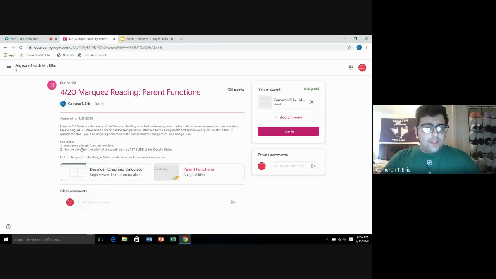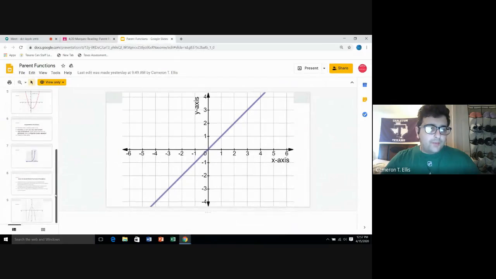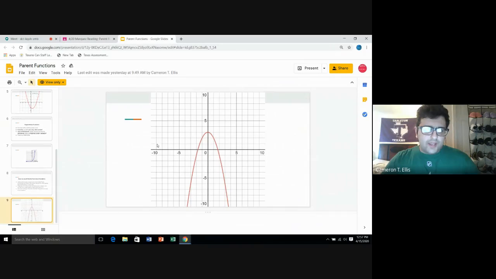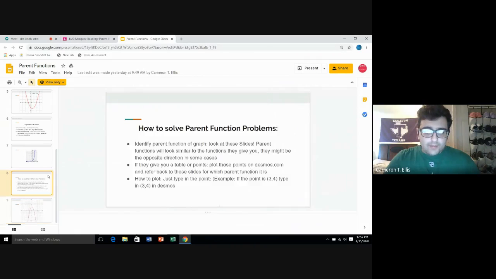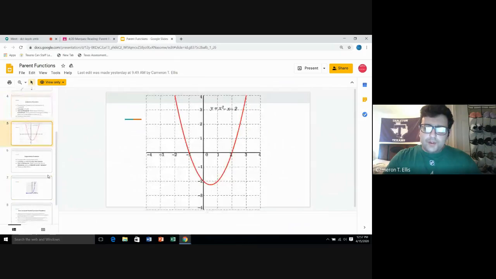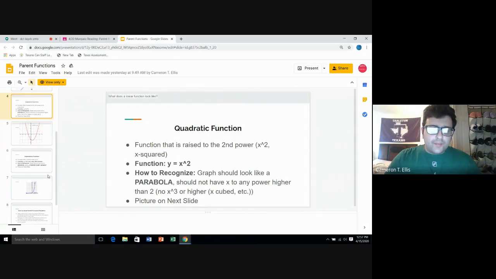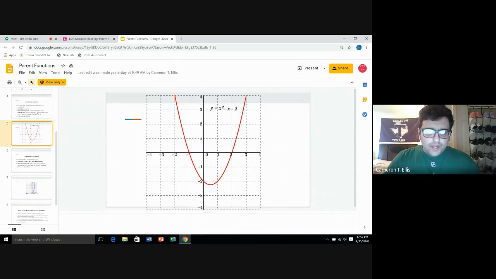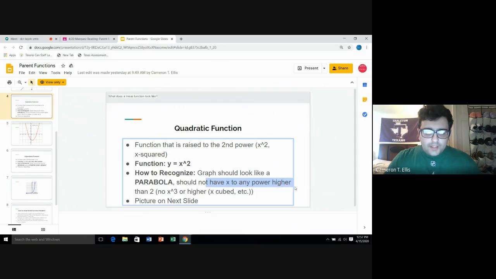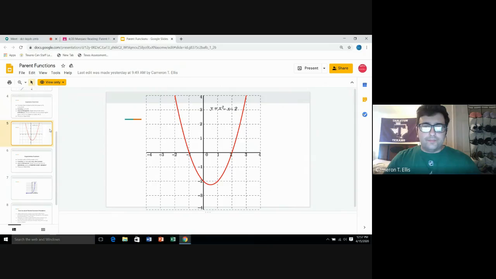All right, and identify the parent function of the graph on the last slide of the Google Slides. Okay, so let's go to the bottom. What's that guy? Maybe we scroll up a little bit, we can find a slide about it. Ooh, quadratic function. The graph should look like a parabola. And x squared right here, because it says right here, not of x to any power higher than 2. The function that is x squared, that's what it means. And yeah, that looks like a parabola to me.